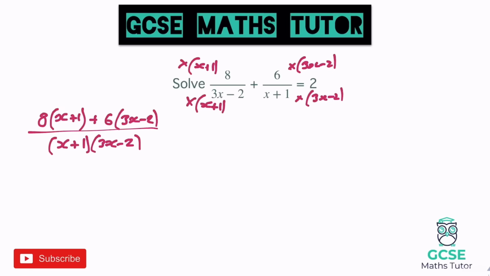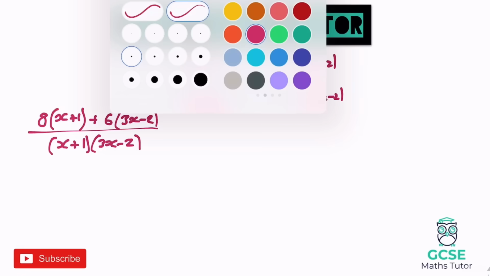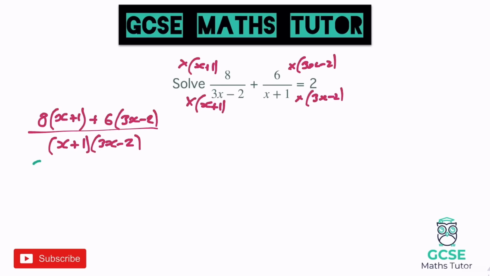There we go. Now we can go about expanding all of that and just get it all tidied up. So if I expand the top, we get 8x plus 8, and then we get plus 18x minus 12. And that's going to be all over this double bracket expanded.